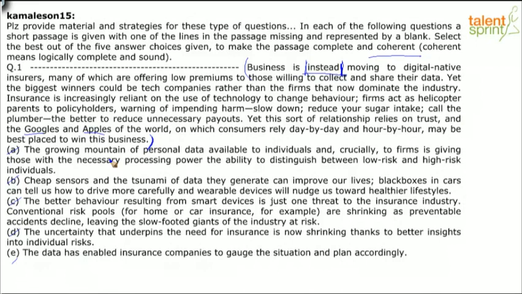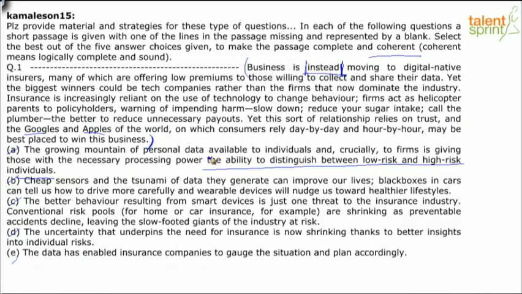And they're talking about some threats that they are facing right now. So the first one basically gives you a distinction between low risk and high risk individuals, giving information about what can be done. It doesn't look like a topic sentence for me.